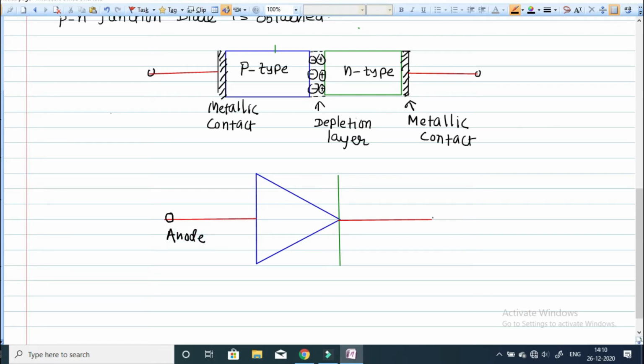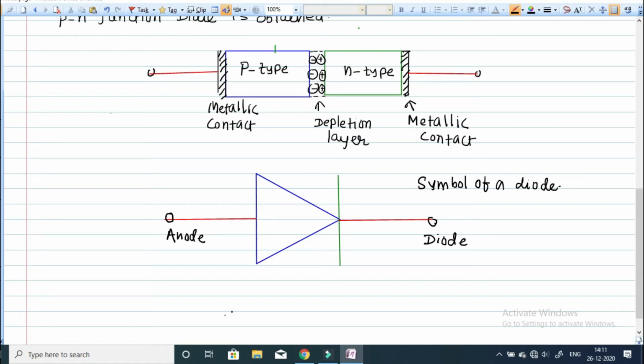So basically a diode is a two-terminal device, and it always conducts in only one direction. It cannot conduct in both directions. We will study it later on. So this is the symbol of a PN junction diode. Okay, so this is all about the PN junction diode.